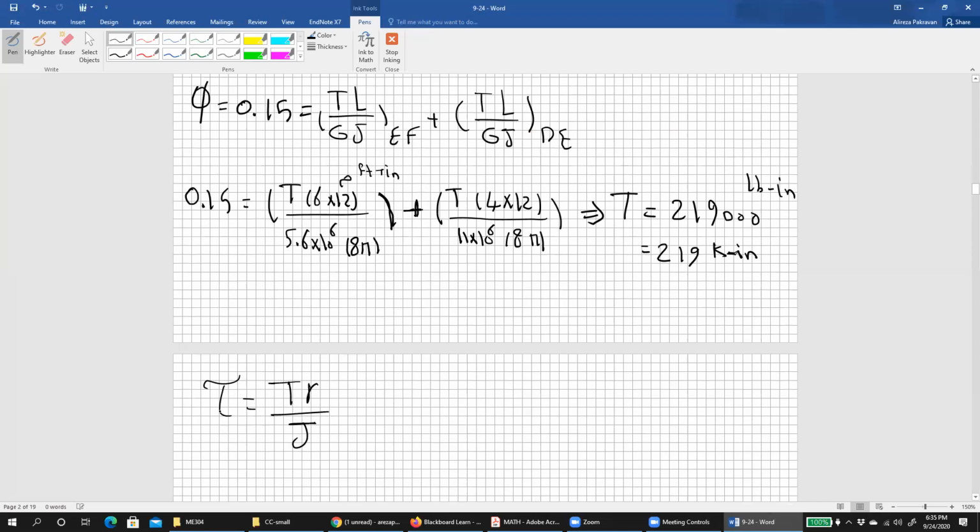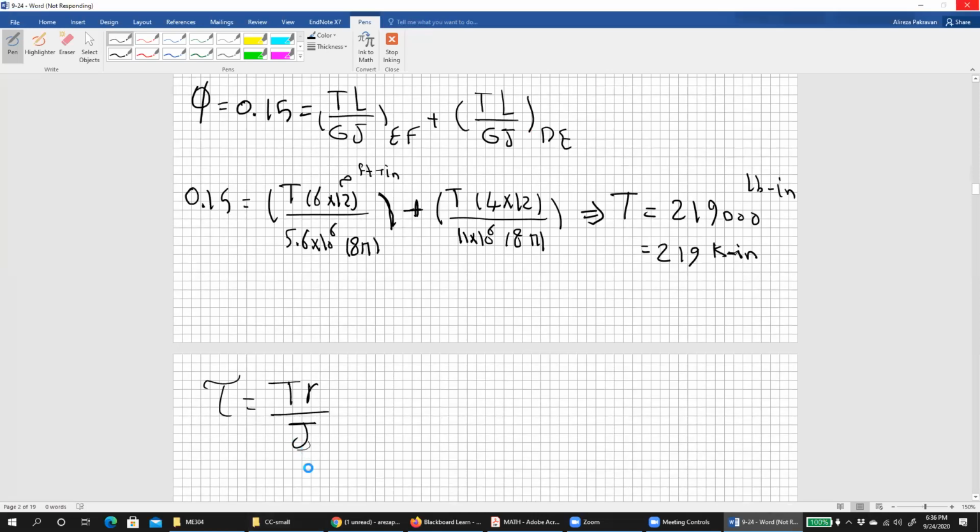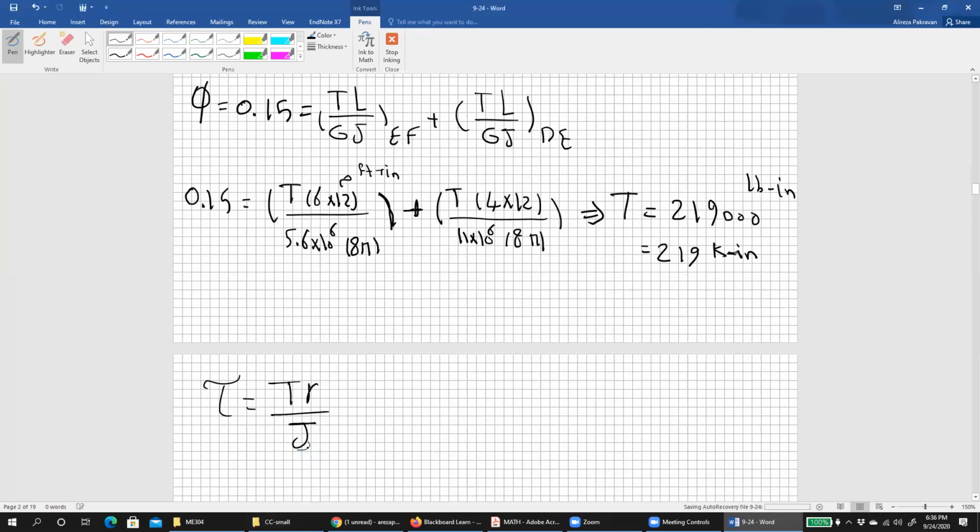Because we have another formula, and now tau allowable also is given, right? So tau allowable is given. J for steel and brass would be the same because the same radius, and R is the same. Just let's find the T.